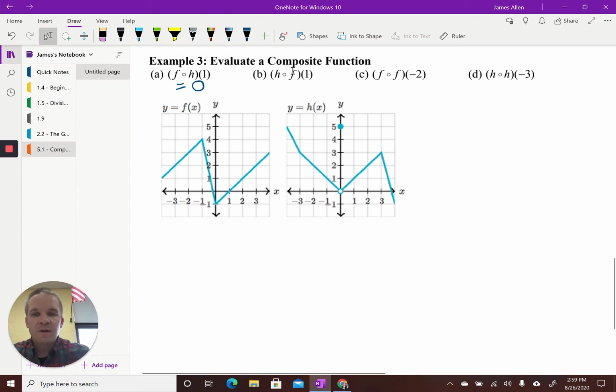Next one. If I do h of f of 1, that means I'm going to do f of 1 first. Well, f of 1 is 0. And then I would do h of 0, which is, oh, that's not a point on the graph right there. 5. H of 0 is 5.